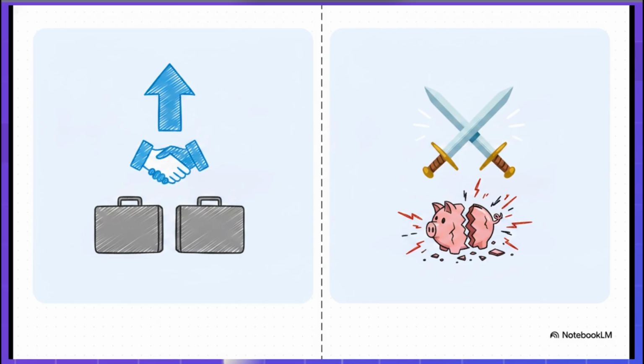A company might secretly slash their prices just to steal some market share, which almost always triggers a devastating price war. That dominant strategy to steal customers ends up totally destroying profits for the whole industry.